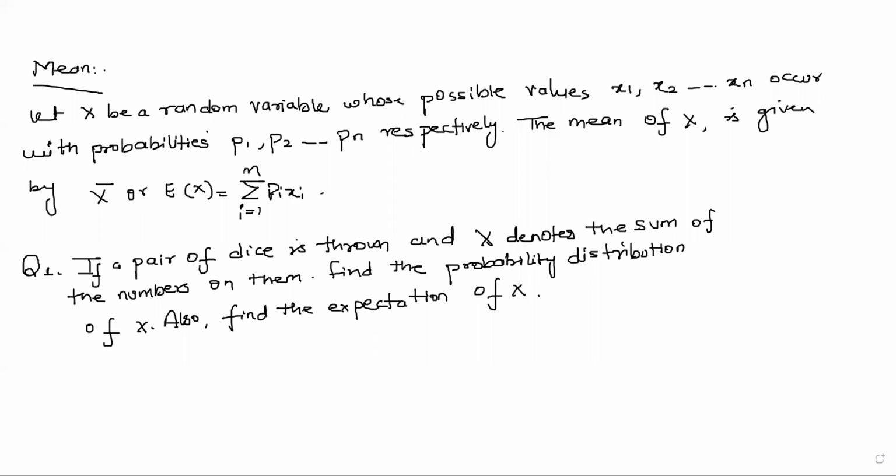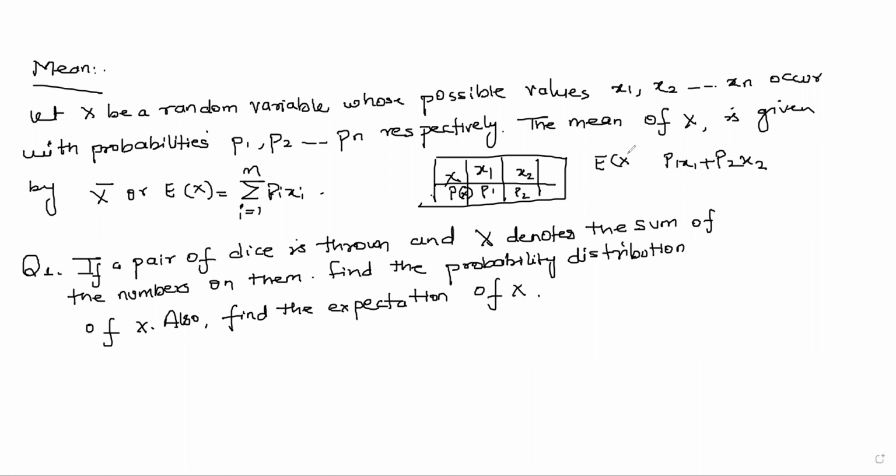Please try this question and share your answer. Expectation means you have to find the mean. So here, always find the random variable x, find its probability p of x. Suppose you are getting x1 for p1, x2 for p2, then you need to multiply p1 x1 plus p2 x2, and then add these. This will be equal to your mean, E(X). Please try this and share your answer.